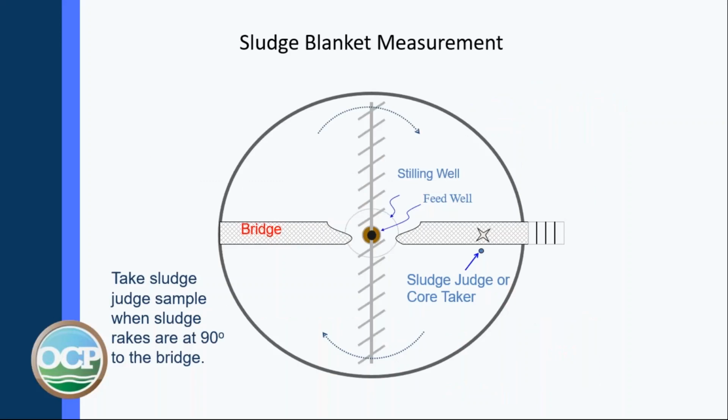You take the sludge judge sample when the sludge rakes are at 90 degrees to the bridge. That gives you time to take your sample, get the reading of how deep your solids are, get your sludge judge out of there before the rake comes around and hits the sludge judge. Because if it hits it, it's going to snap it off.